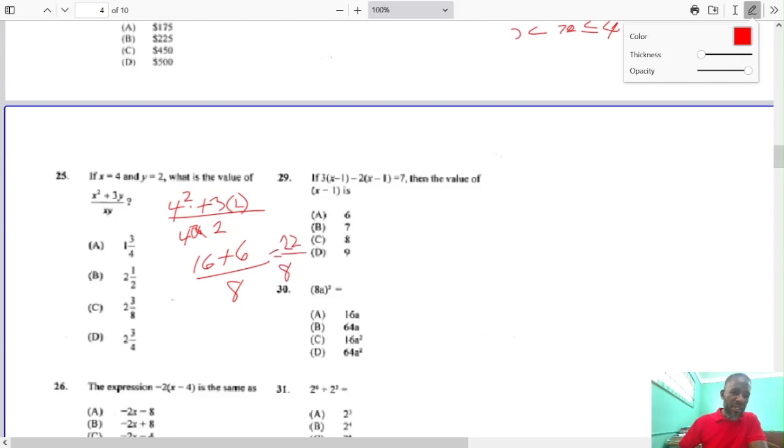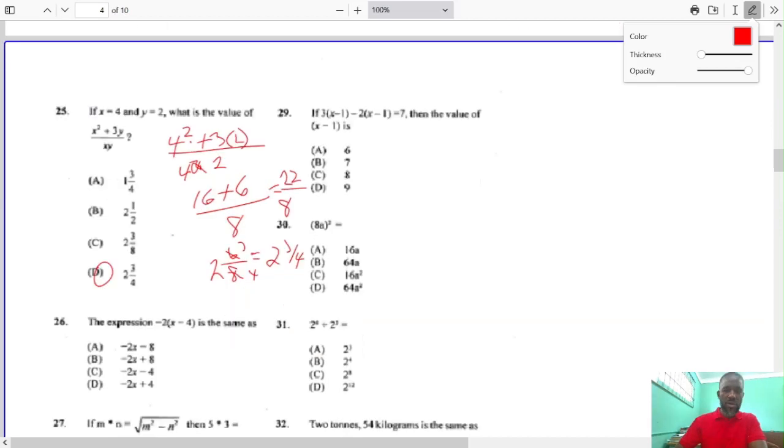So 8 into 22 will go 2 times, and remainder 6 over 8. 6 over 8 can be further broken down: 2 into 6 will go 3 times, and 2 into 8 will go 4 times. So our answer here is 2 3/4. So our answer in this one is equal to 2 3/4, which is D.